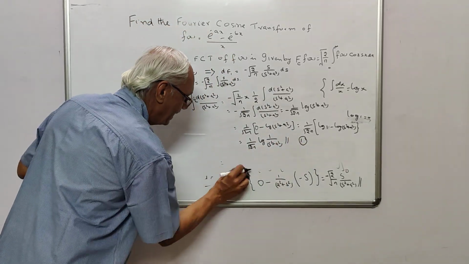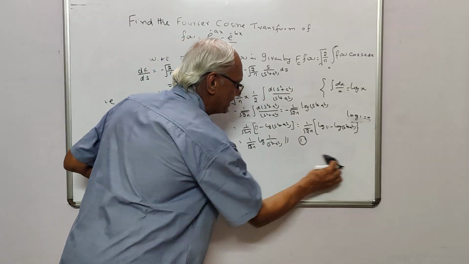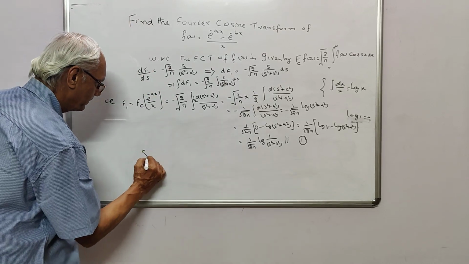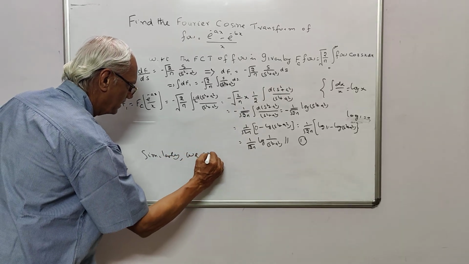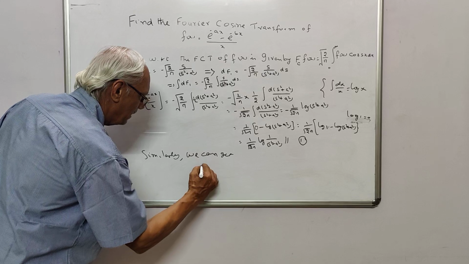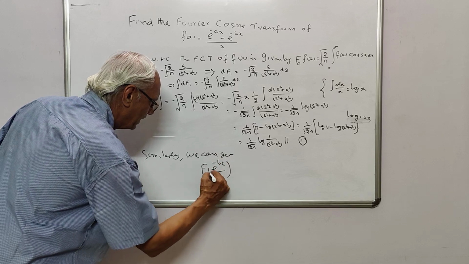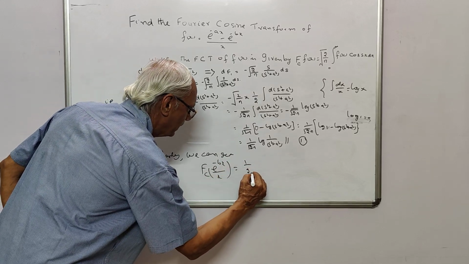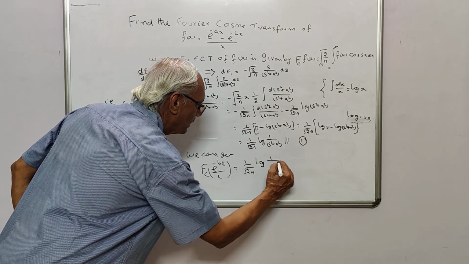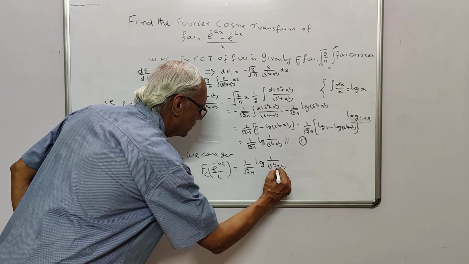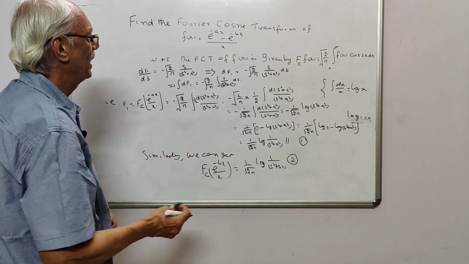Now similarly I will write. Now the next thing you people will try. Those students who are watching this, they will try and get the answer. Similarly, we can get f c of e to the power of minus bx by x is equal to what? 1 by square root of 2 pi log of 1 by s squared plus b squared. So you call this your 2. So we have got two answers here.